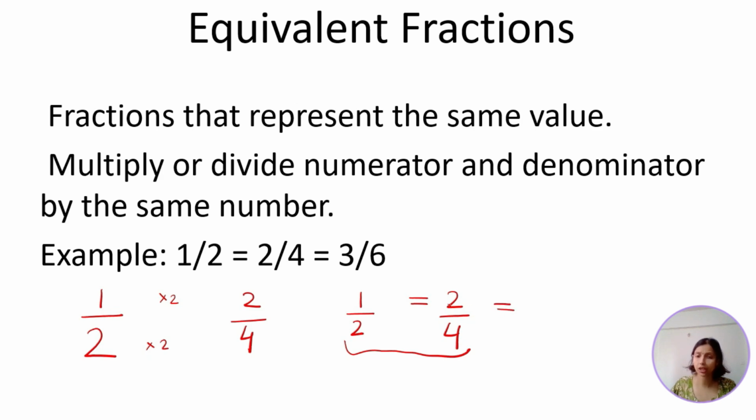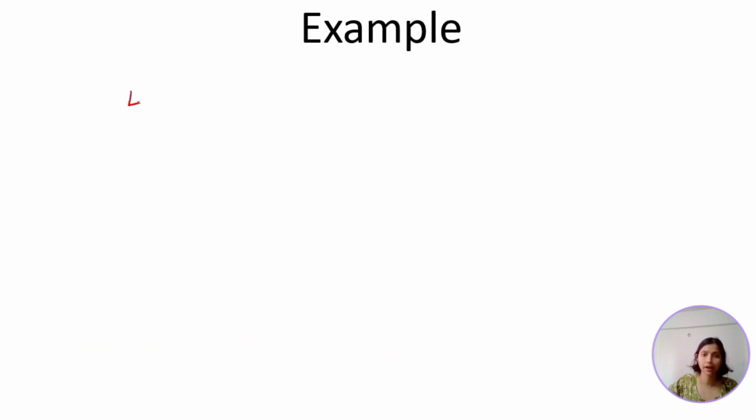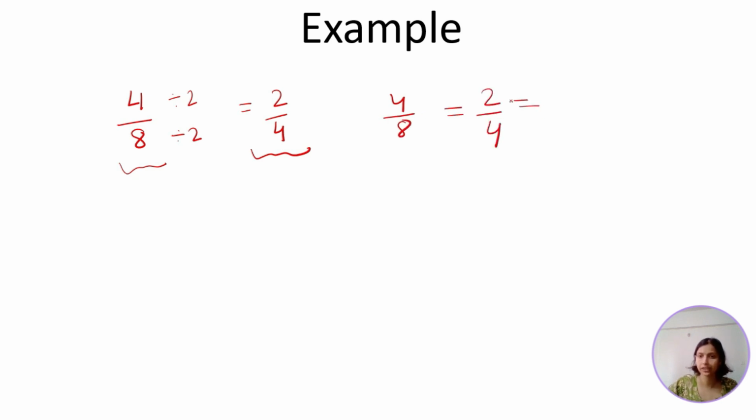Now again, suppose I multiply the numerator and denominator by 3. So 6 by 12, 2 by 4 and 1 by 2 are equivalent fractions. Again, suppose I have a fraction 4 by 8 and I divide the numerator and denominator by the same number. I will get another fraction which is again equivalent to the original fraction. So 4 by 8 and 2 by 4 are equivalent fractions. Further dividing the numerator and denominator by 2, we get another equivalent fraction.